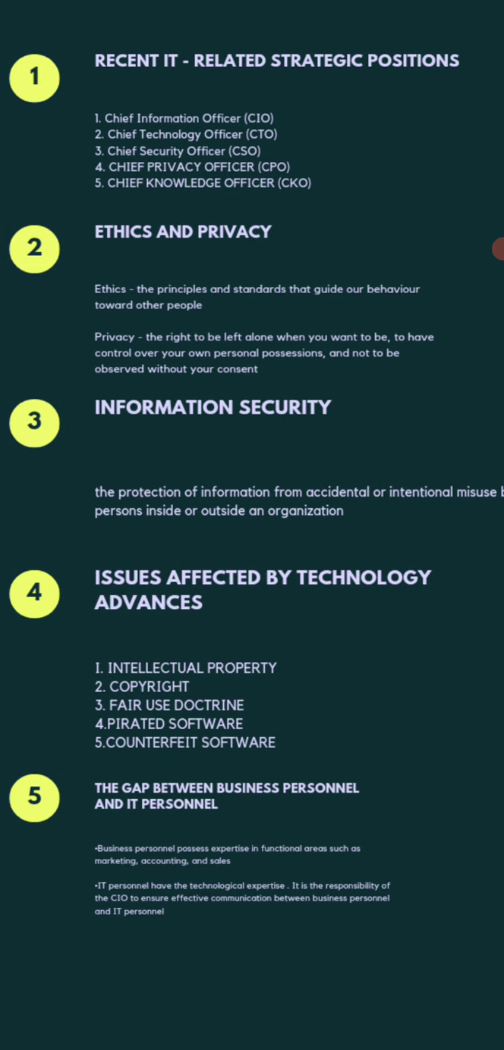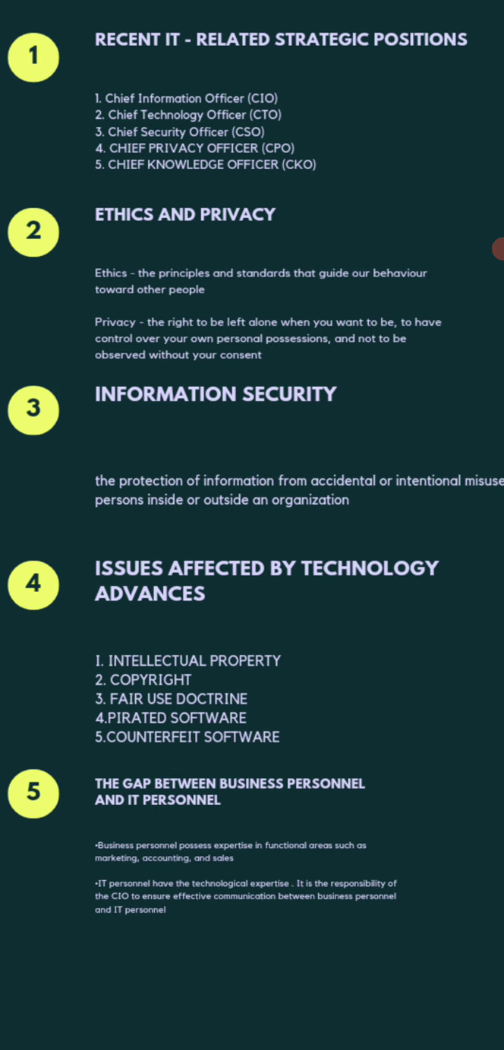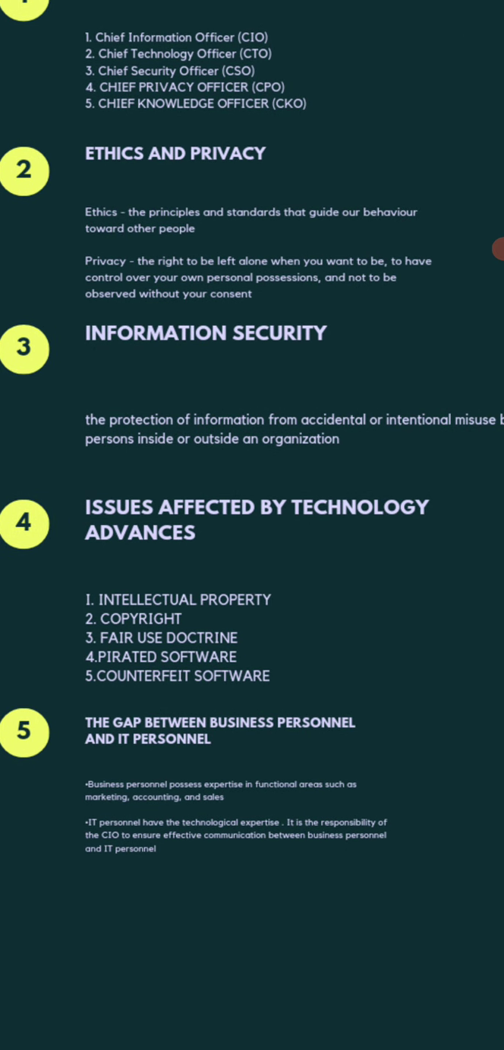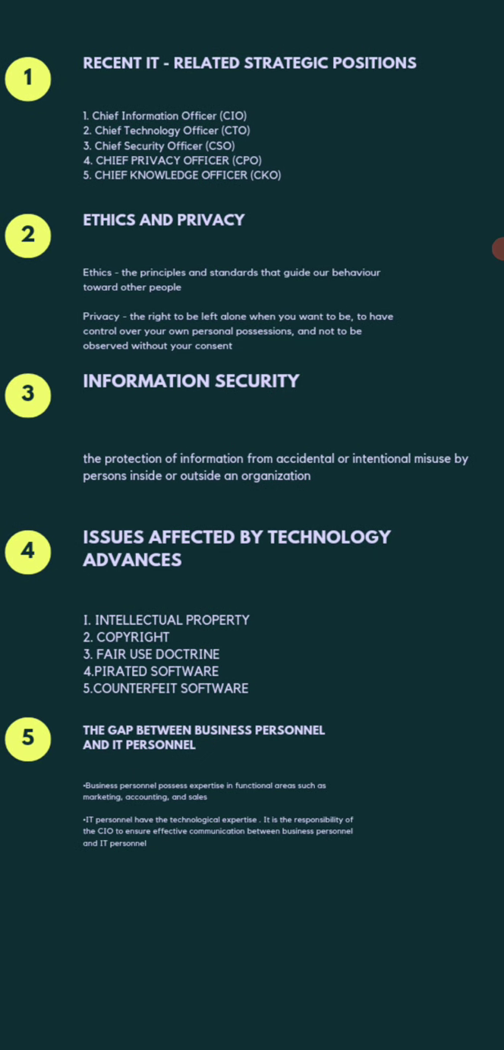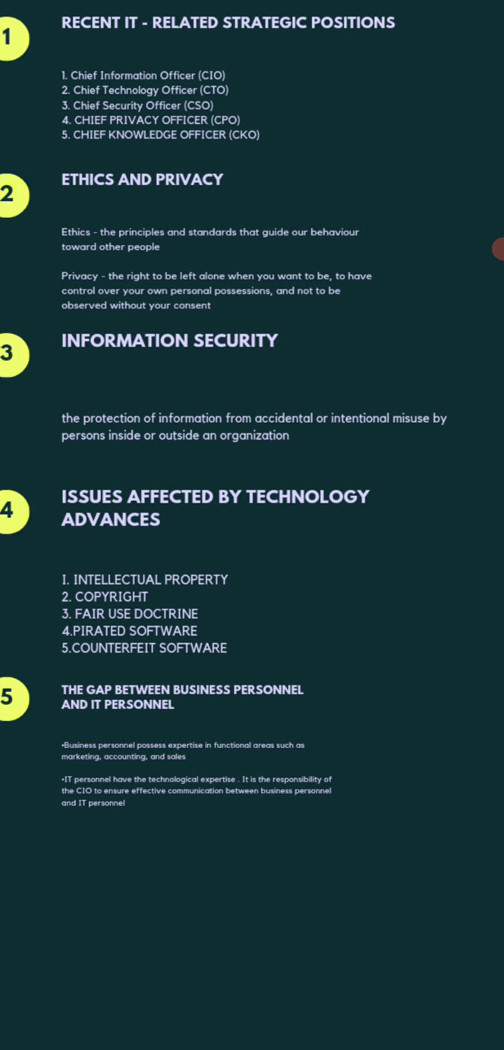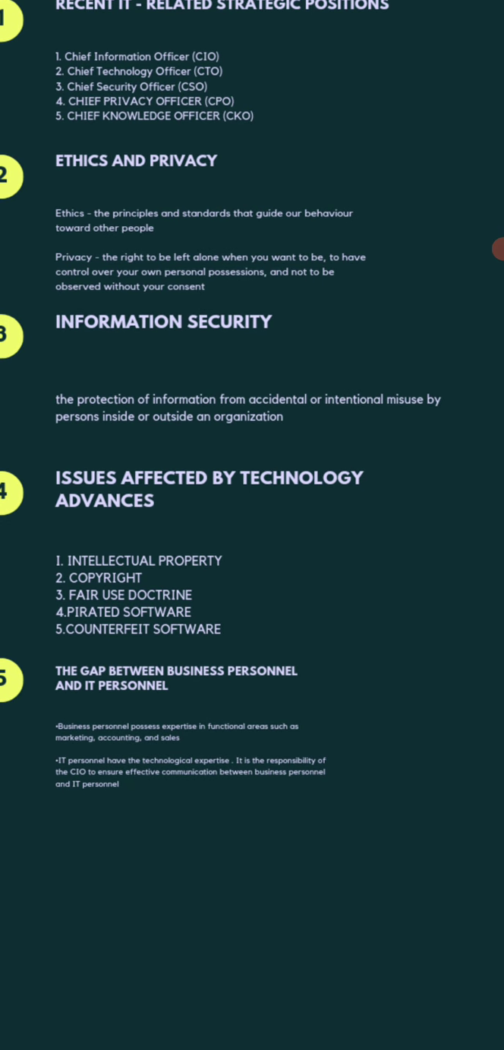Ethics, the meaning behind it is the principles and standards that guide our behavior toward other people. Privacy is the right to be left alone when you want to, to have control over your own personal possessions, and not to be observed without your consent. The third one is information security, the protection of information from accidental or intentional misuse by persons inside or outside an organization. Issues affected by technology advances.